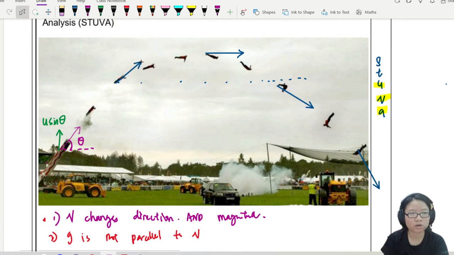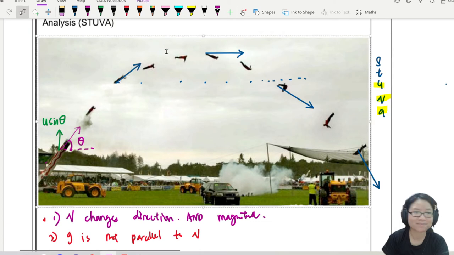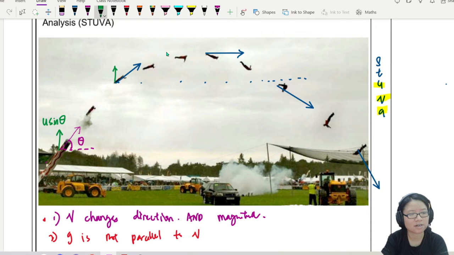I know this because gravity is downwards, right? So if I want to draw this properly, you can see the length of the green arrow should be shorter and shorter. This is because the direction of g is downwards. And if g is downwards, the velocity will slow down. So that means at the maximum height, the vertical velocity is zero.